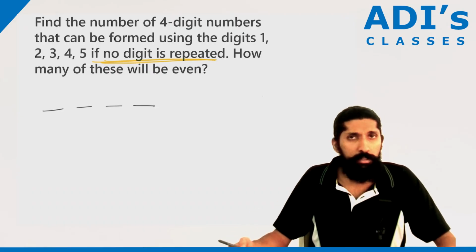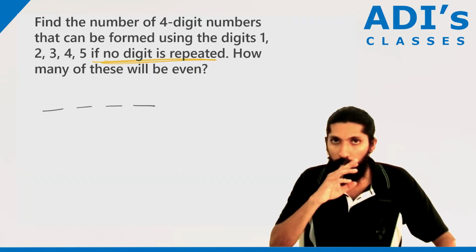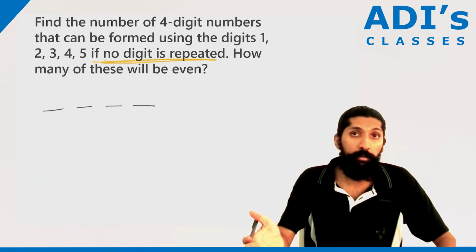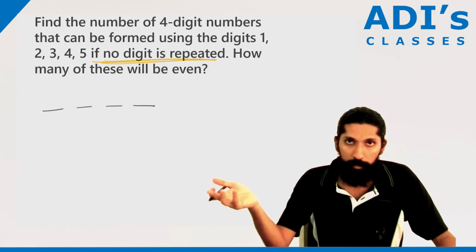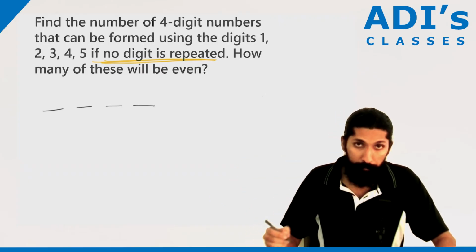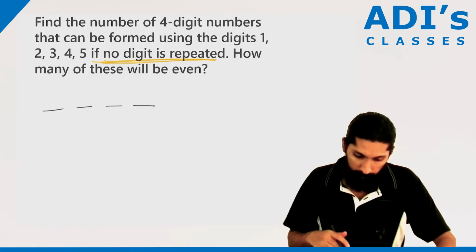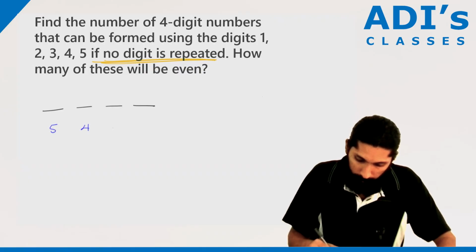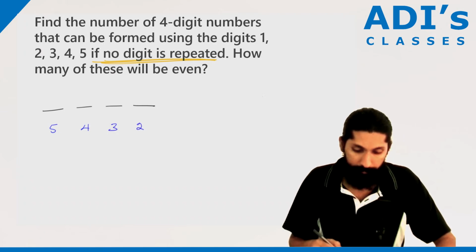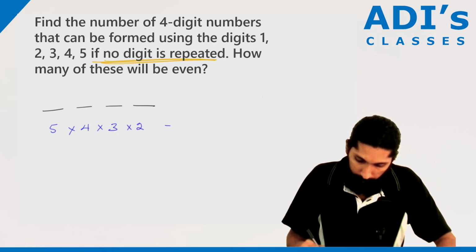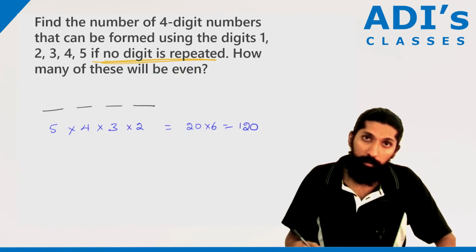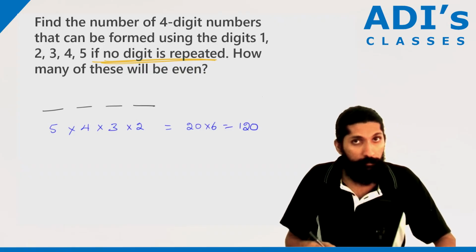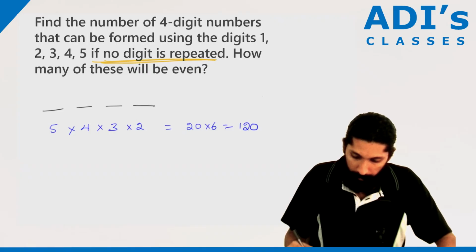Again, go by principle of counting method, guys. That's not at all an issue. You don't have to use permutation all the time because permutation and principle of counting are pretty much one and the same. There is not much of a difference anymore. So if you do by principle of counting, which I'm going to do the same way, 5, 4, 3, 2, correct? So 5 into 4 into 3 into 2, which is going to give you 20 into 6, 120. The first part of the question is done, which is basically how many numbers can be formed? The answer is going to be 120.